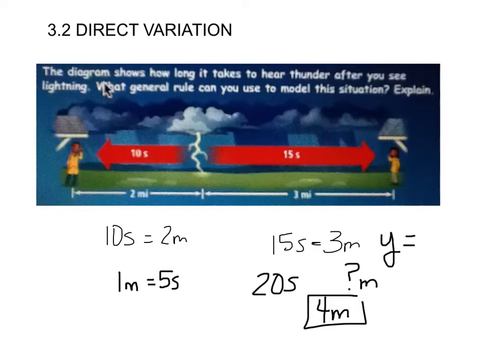Y equals X divided by 5. What that says is the number of miles, which is Y, depends on how many seconds. So what we do, we took X, which is the number of seconds, and divided by 5. Y is dependent on X. So now, turn your book to page 176 and look at the gray region.